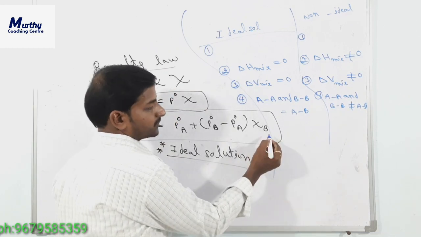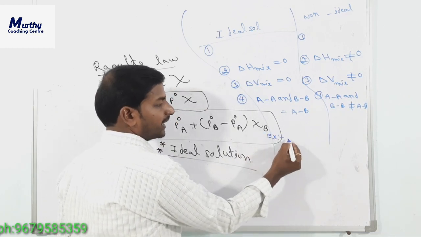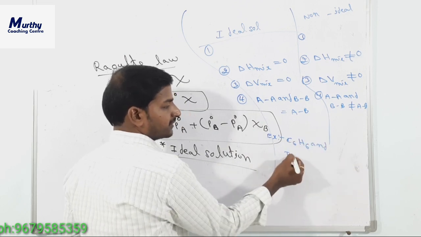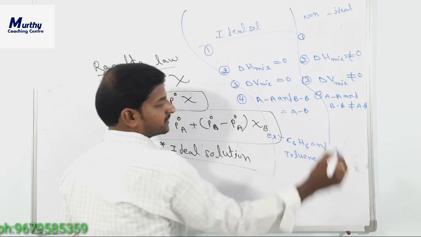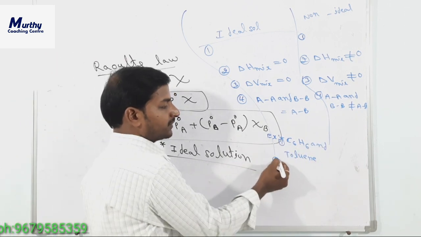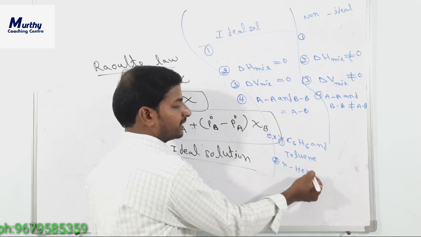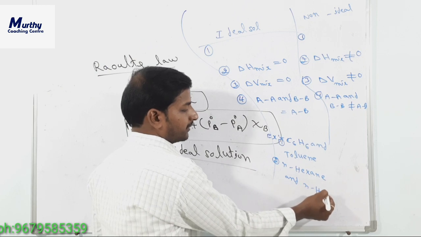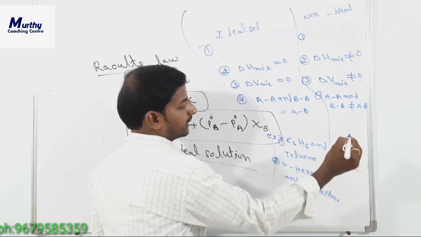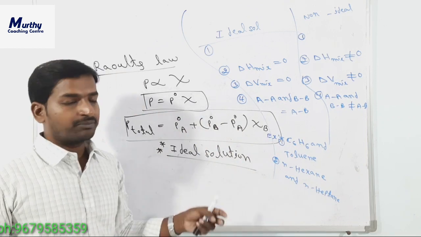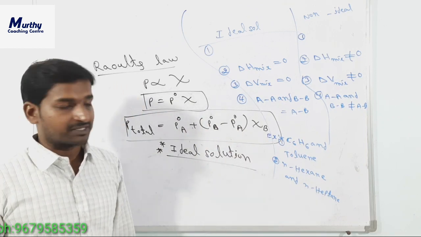Next, the examples. Ideal solution example: benzene and toluene is one example. Another example for ideal solution is n-hexane and n-heptane. So these two are ideal solutions. There can be many examples, but remember a minimum of 2 examples, that is enough.